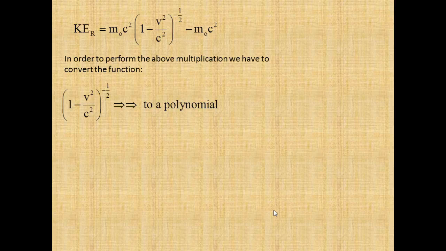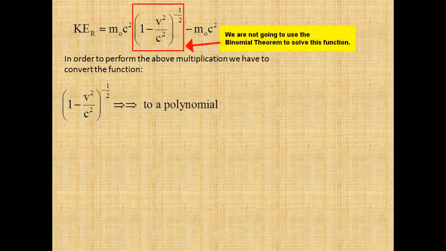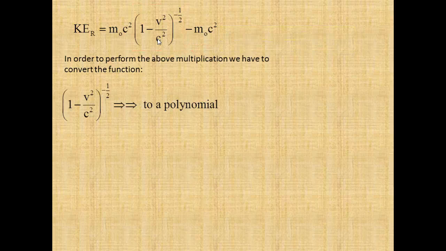Okay, so here's our equation we derived, and in order to perform the above multiplication, we have to convert this function right here to a polynomial. Okay, and we're not going to use the binomial equation, because n is a negative number. So I have a much better way of converting this to a polynomial.